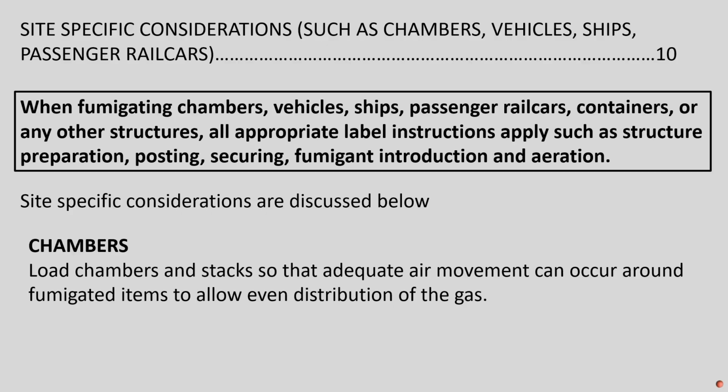Site-specific considerations, such as chambers, vehicles, ships, passenger rail cars. 10. When fumigating chambers, vehicles, ships, passenger rail cars, containers, or any other structures, all appropriate label instructions apply, such as structure preparation, posting, securing, fumigant introduction, and aeration. Site-specific considerations are discussed below. Chambers. Load chambers and stacks so that adequate air movement can occur around fumigated items to allow even distribution of the gas.